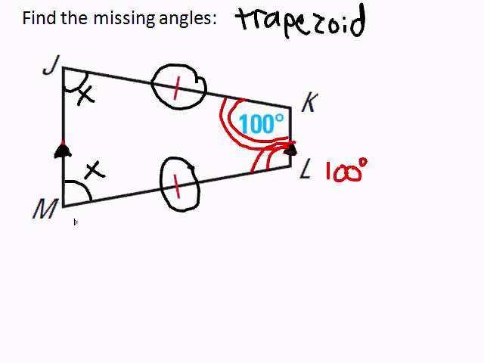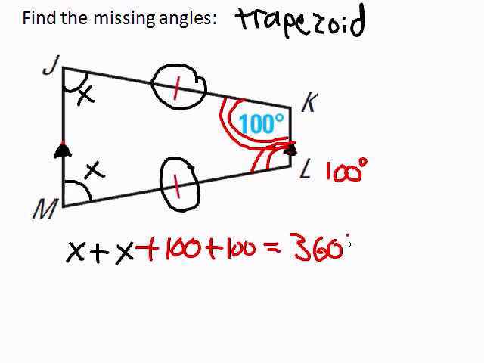I'm going to label them both X. Now I know they're both X because they're the same measure. Well, the good news is it's a quadrilateral, and the interior angles in a quadrilateral add up to 360 degrees. So I can add up X plus X plus my 100 degrees and my other 100 degrees to give me a total of 360 degrees. So X plus X is 2X plus 200 equals 360.